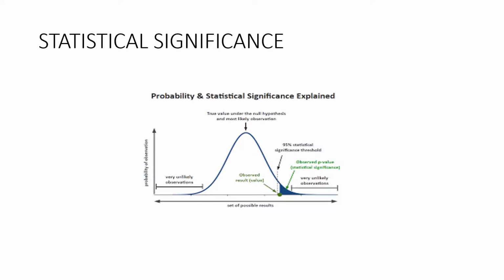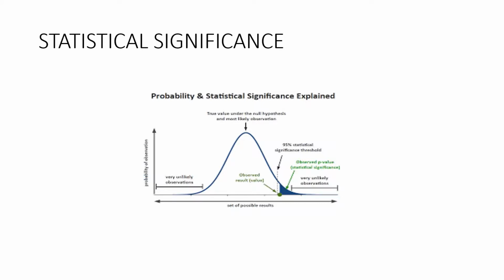To understand the statistical significance, we must be familiar with a few terms, that is, significance level alpha. The significance level, also denoted as alpha, is the probability of rejecting the null hypothesis when it is true. Generally, we use a significance value of 0.05.